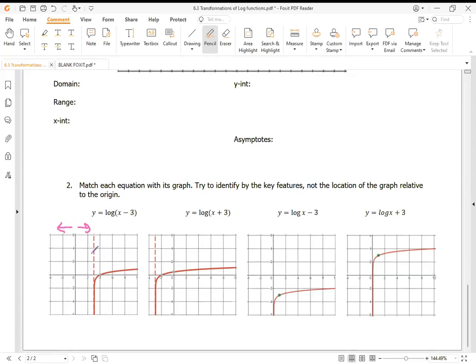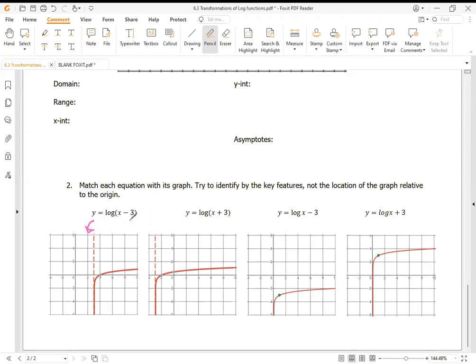If my asymptote moved to the right, I would expect my d value to be positive. So here is x minus a positive 3. I know that this one is going to be that. Okay?